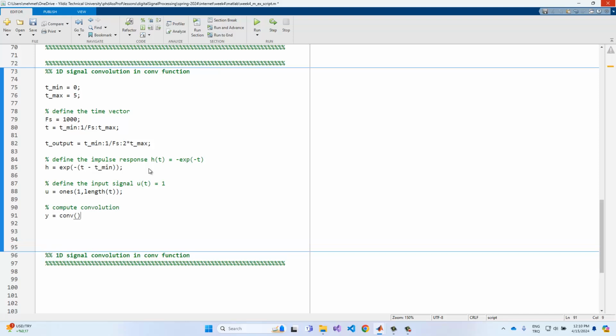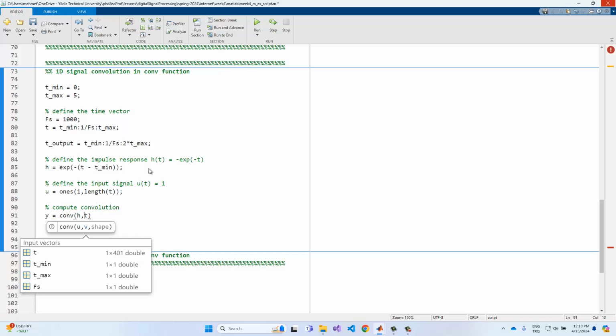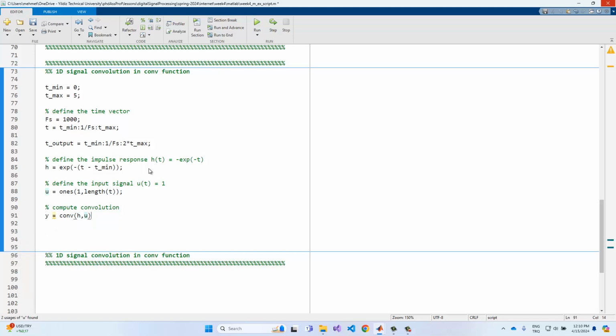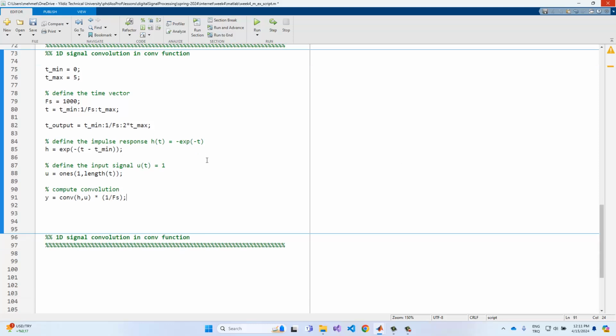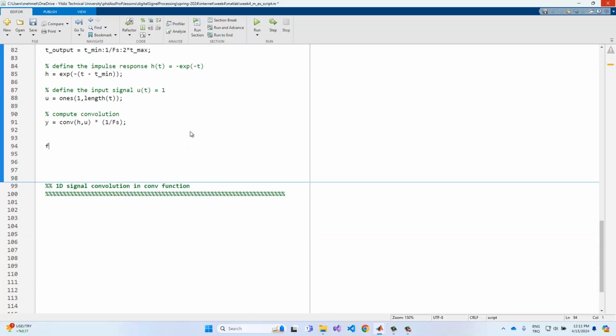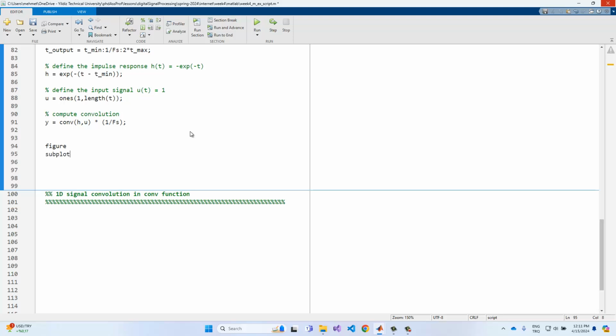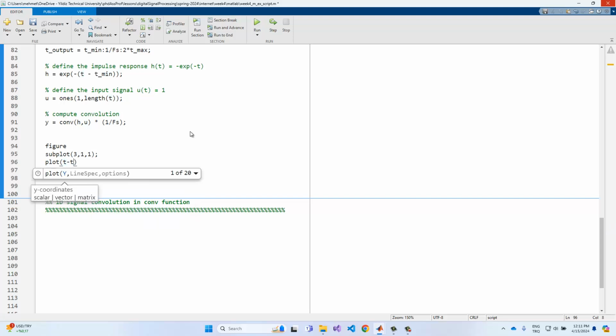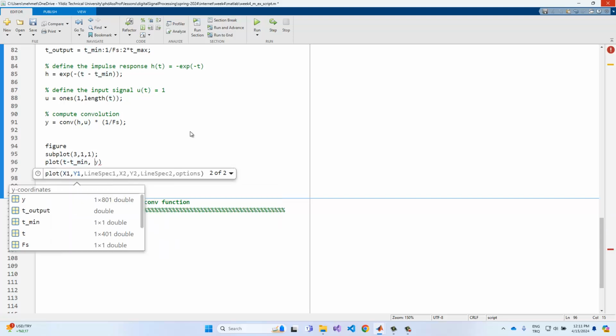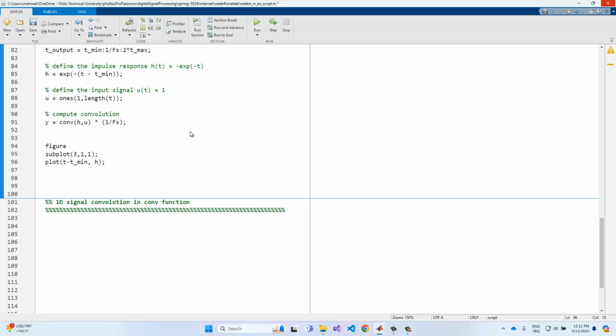Okay, and after that we can compute the convolution in here. y is equal to the conv of h and u. But we need to know that 1 divided by fs should be multiplied with this convolution operation, because it's a normalization form of the R signal. So we can visualize the whole results using the subplots 0 1 1 1, and plot t minus t min should be given in here because it's important. It scales the R output for the impulse response.